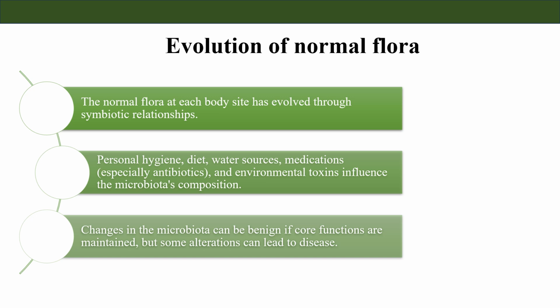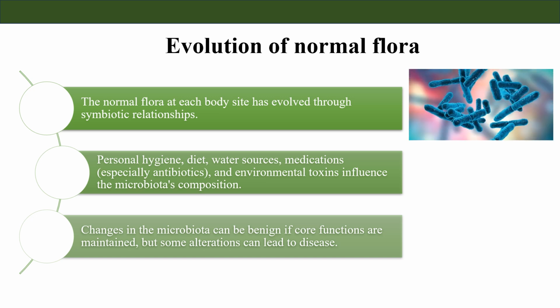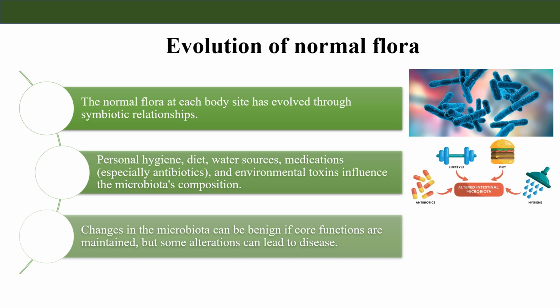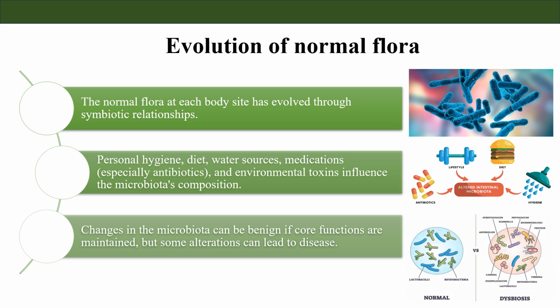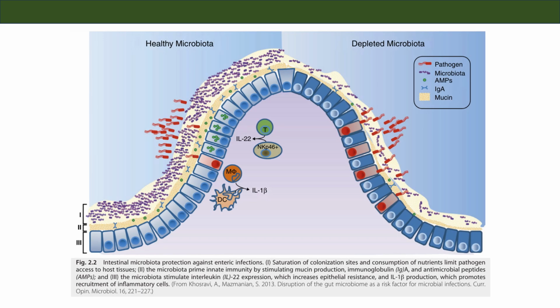The normal flora at each body site has evolved through symbiotic relationships with the host and competitive interactions among microbial species. Factors such as personal hygiene, diet, water sources, medications, and environmental toxins significantly influence the microbiota's composition. Changes in the microbiota can be benign if core functions are maintained, but some alterations can lead to disease by disrupting these essential functions. For instance, Figure 2.2 in the chapter provides an insightful example of the interaction between the microbiota and the immune system.